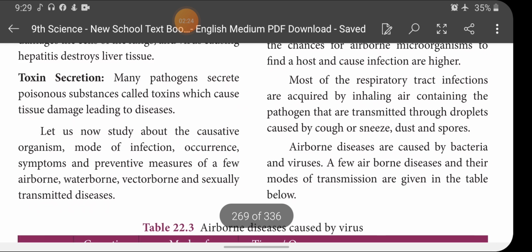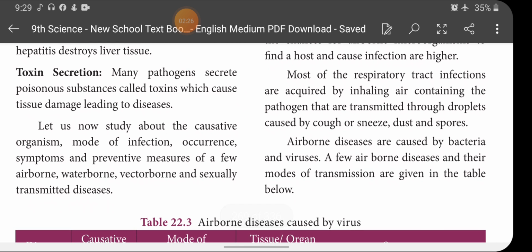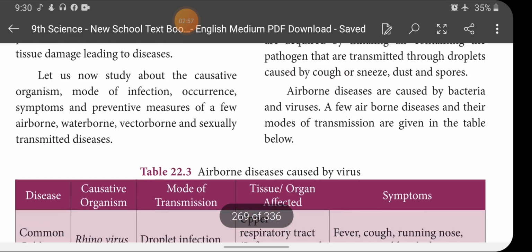Let us now study the causative organism, mode of infection, occurrence, symptoms, and preventive measures of a few airborne, waterborne, vector-borne, and sexually transmitted diseases. What is meant by airborne, waterborne, vector-borne? The disease which is spread through air is called airborne disease, which is spread through water is called waterborne, and which is spread through a vector is called vector-borne disease. And some diseases are transmitted by sexual contact, which are called sexually transmitted diseases.